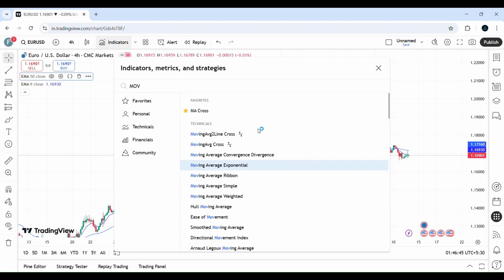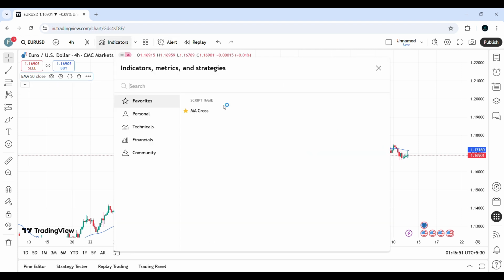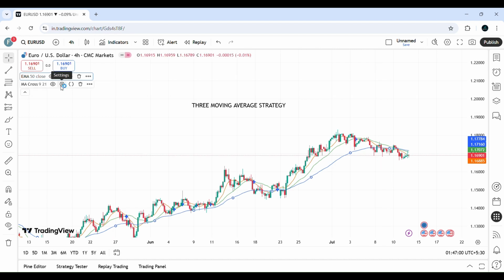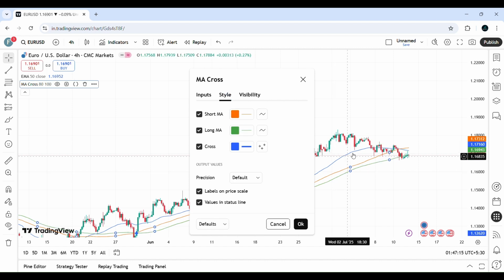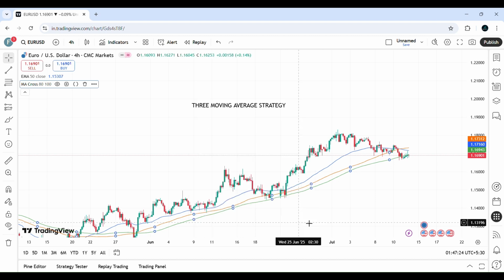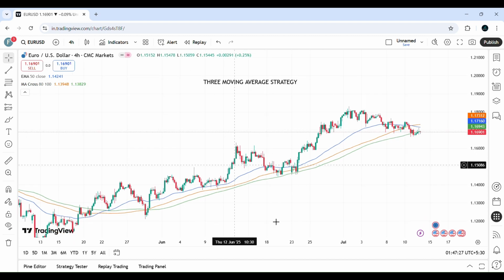So people who can't subscribe, just delete one moving average and choose this indicator, the MA cross indicator. You'll get two indicators at a time. It shows a small difference for the values, but it's fine. You could still change the values. The short MA should be 80 and the long one should be 100. If you look at the styles, you could see the short MA is the mustard color and the long MA is the green one. You could turn off this one called the cross. Just type in OK. So these are our three moving averages.